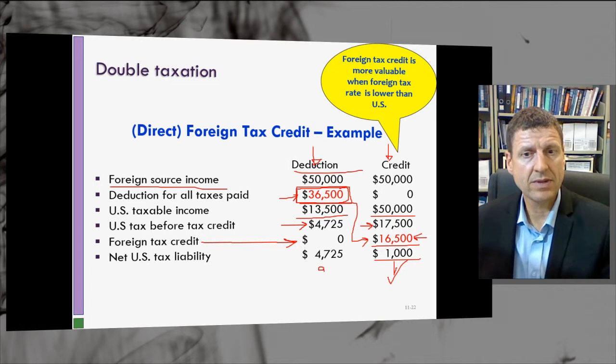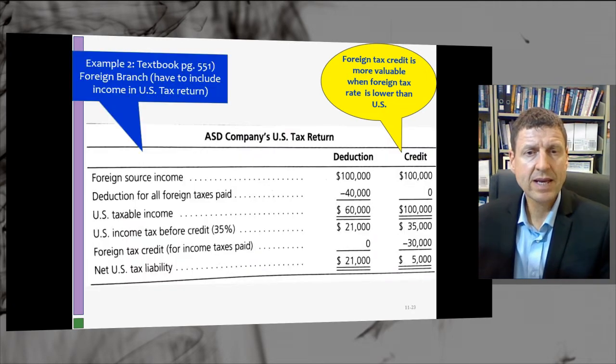Okay, and so there is still income remaining, and then there's 35% applied to that income. So that's one reason why having the credit, in many instances, is a much better approach than the deduction approach. Let's have a look at this further, shall we? We have another example from the textbook, page 551.